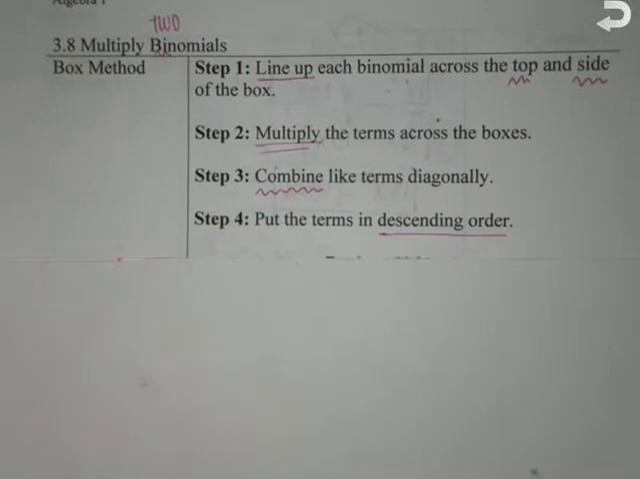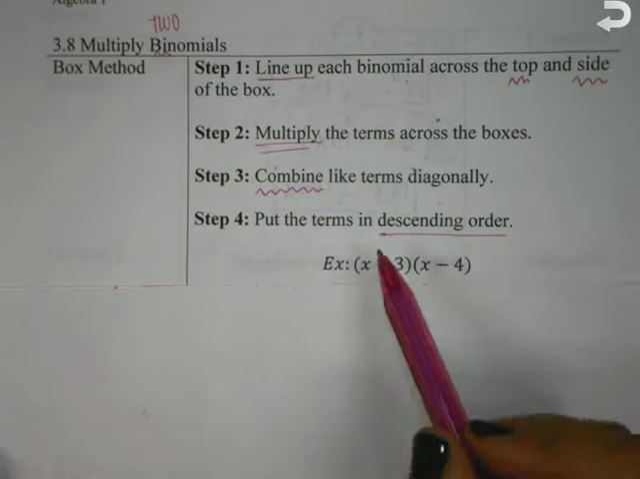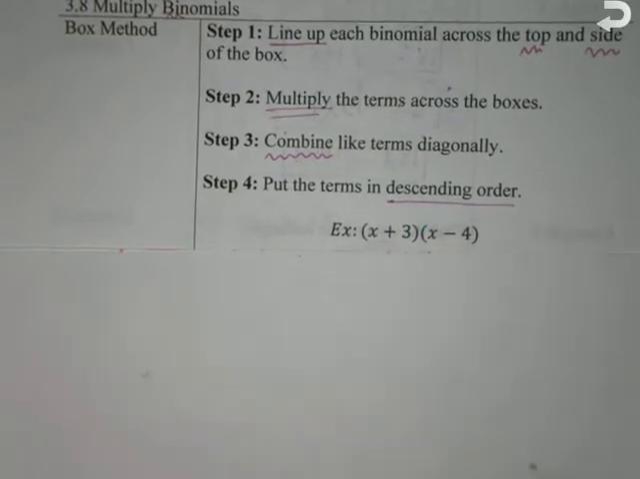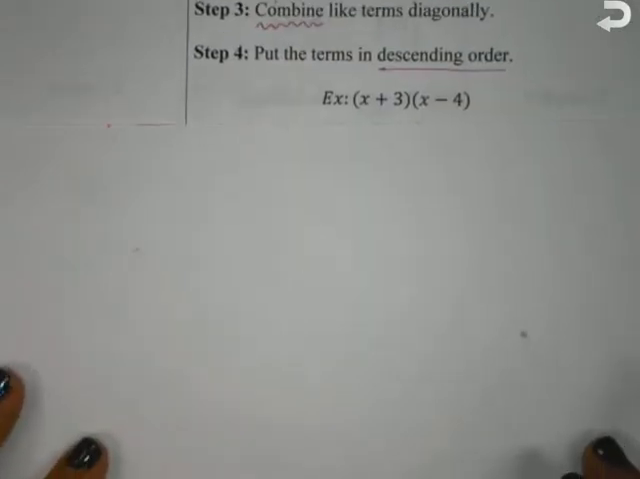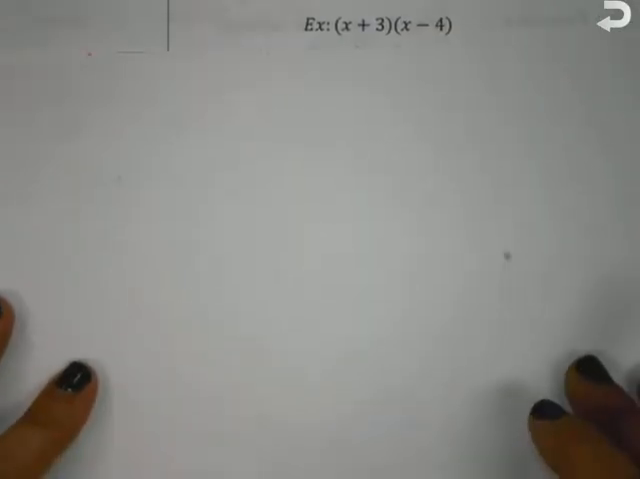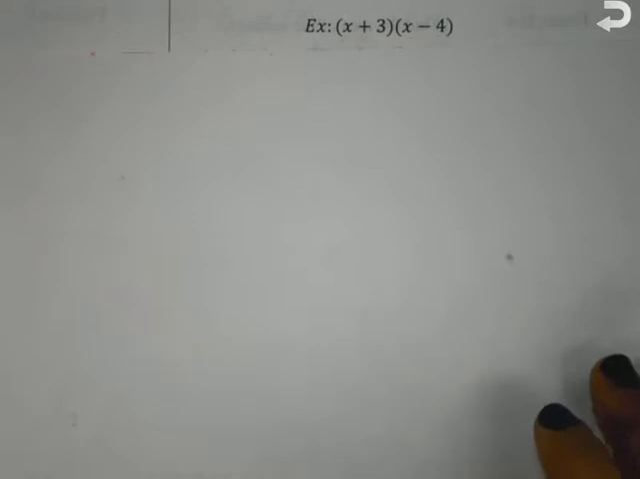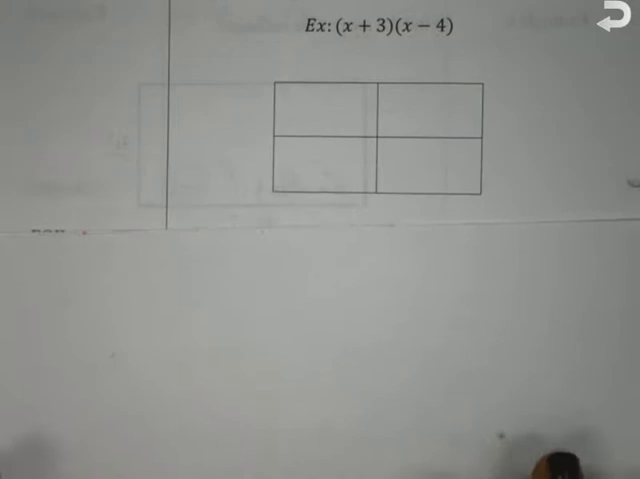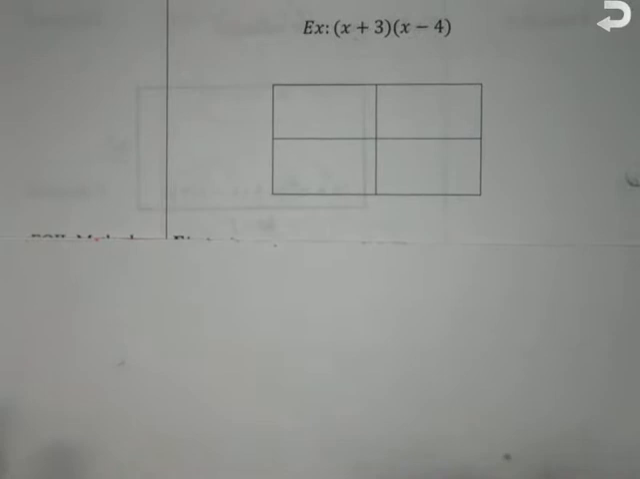Alright, so here's an example of 2 binomials, x plus 3 times x minus 4. This is what the problems are going to look like: 2 parentheses, each parenthesis has 2 things inside. To do the box method, we're going to draw a box or a grid that looks like this. It's a 2 by 2 box, so draw the box.